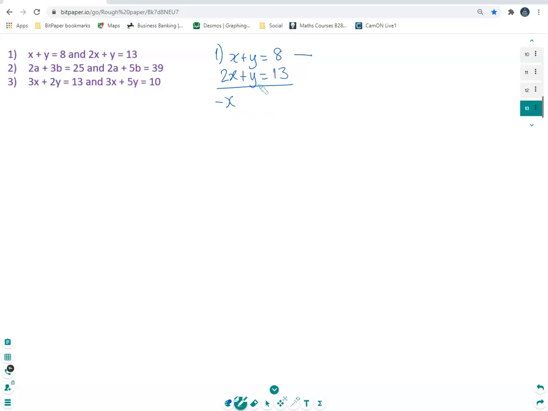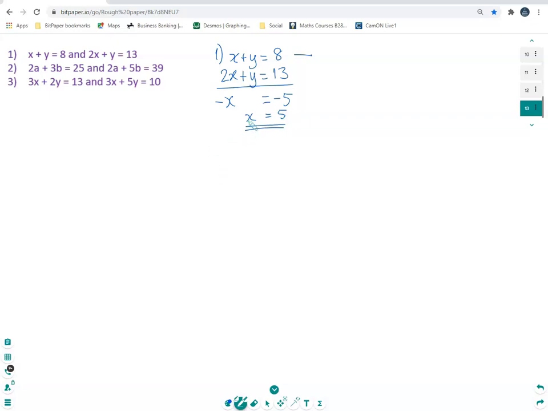Y minus y leaves us with 0. And 8 minus 13 leaves us with negative 5. If we'd done the bottom one, take away the top one, we'd have got positive 1x and positive 5. But all we need to do to get back to that state is to multiply everything by negative 1, giving us x equals 5.